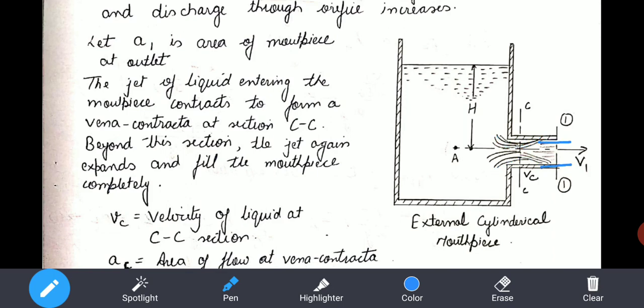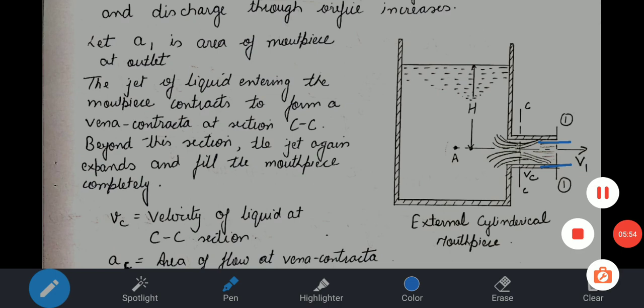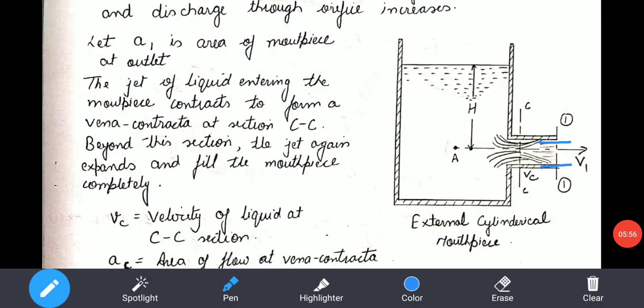Okay, let us take two sections here. One is inside the tank, let us say it is a point at A, or you can say 1, and the other section is at vena contracta, where the liquid is contracting. Here it is C point, the CC section.